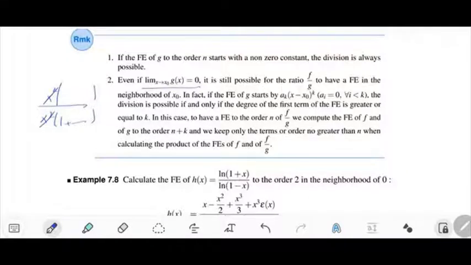Okay, so again, if g starts with a constant not equal to 0, it's good. If g of x0 is equal to 0, or the limit of g of x when x tends to x0 is equal to 0, so it's starting with a term including a power of x, then the division is possible only if the numerator is starting with the same order. Then I can take a common factor and simplify it.